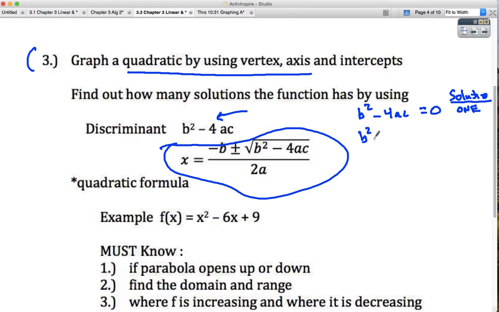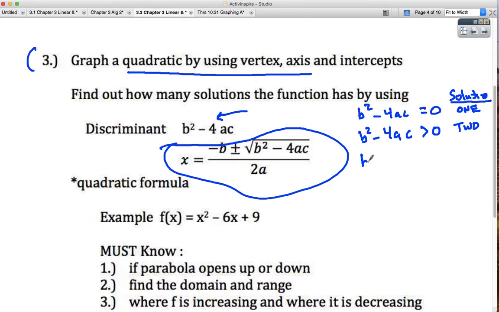If b squared minus 4ac is greater than 0, we have two solutions. And you should be able to easily see now that if I have a number that's greater than 0 underneath the radical, that means I'm going to get a positive value and a negative value. Therefore, I'm going to get two solutions. I'm going to get two fractions here that I'll have to evaluate.